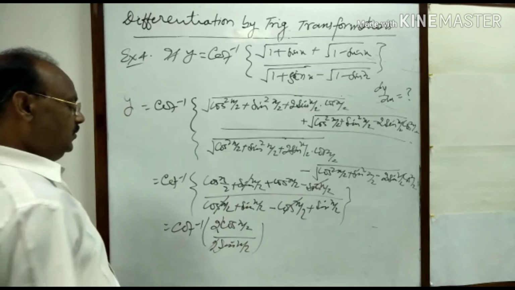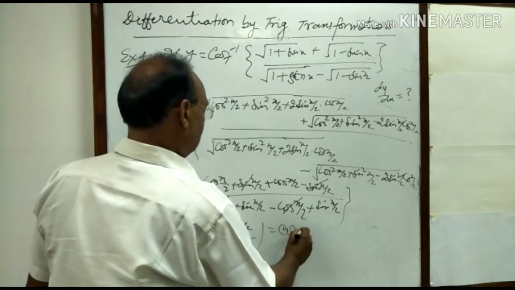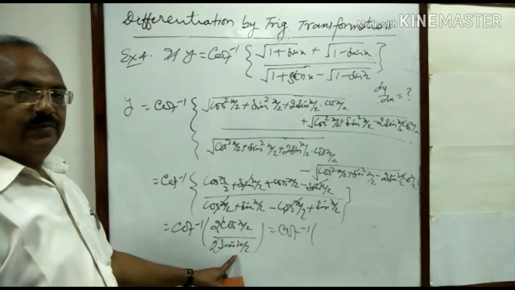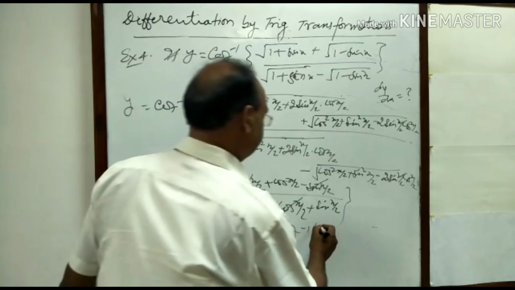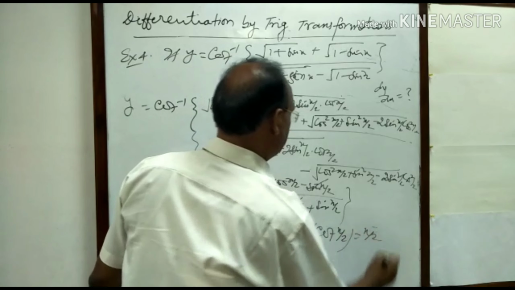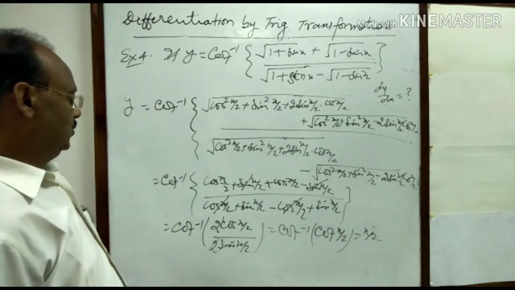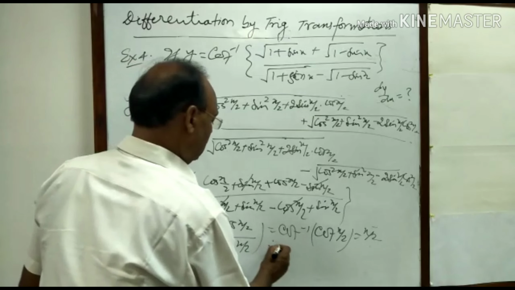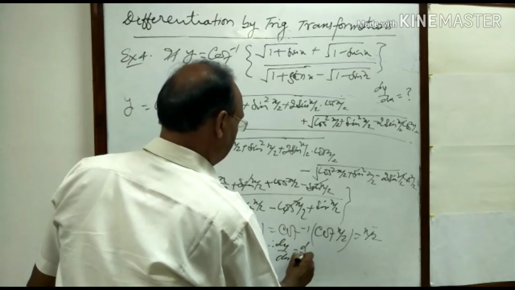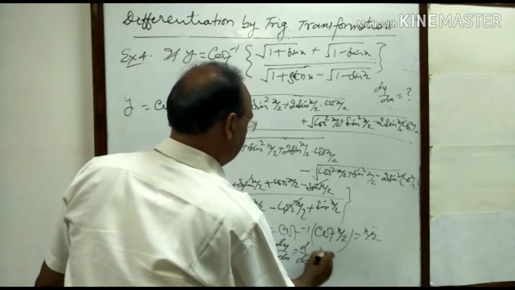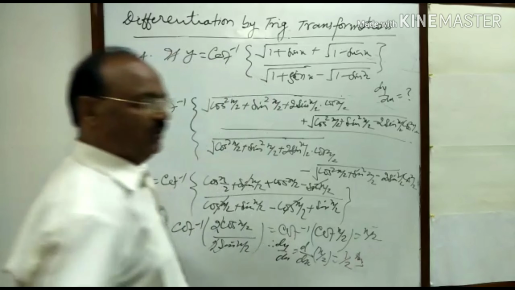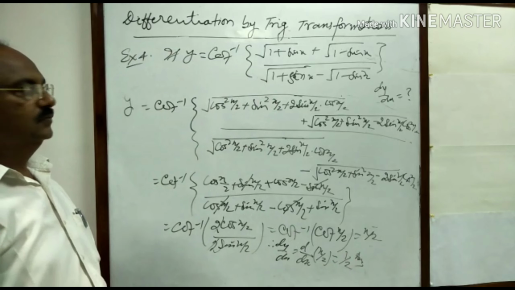2 will be cancelled out. So this is equal to cot inverse of cos x by 2 upon sin x by 2, that is cot of x by 2, and this is equal to x by 2. So therefore the derivative of y with respect to x is the derivative of x by 2 with respect to x, and this is equal to half. This is the answer. Next question.